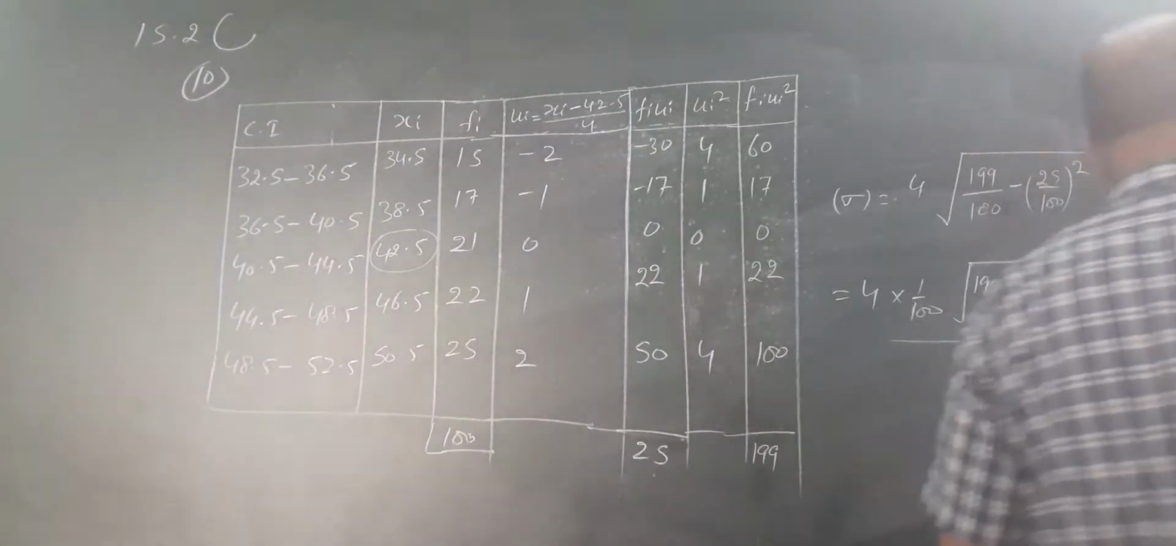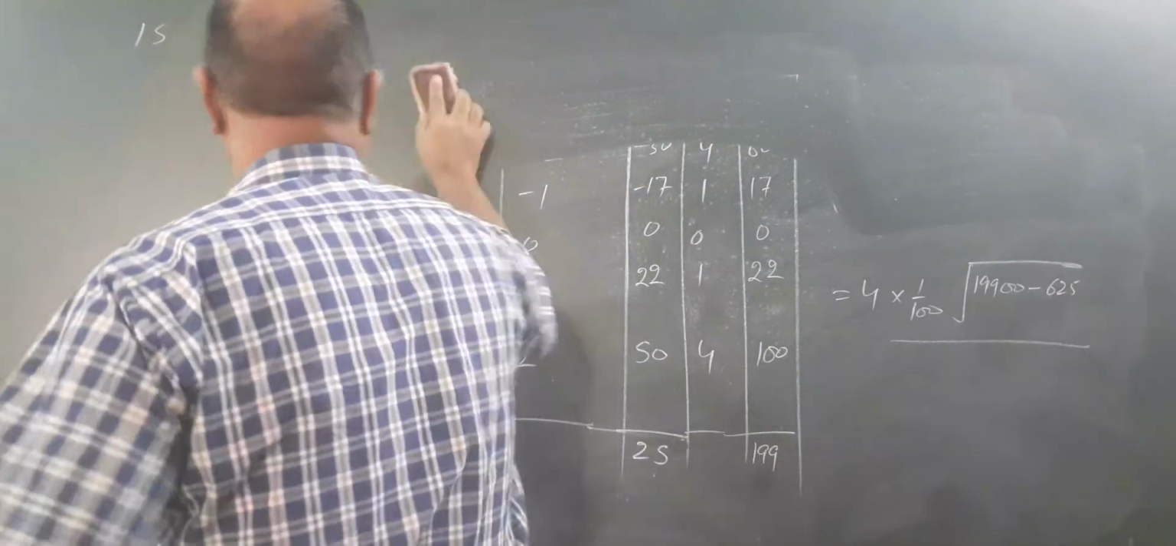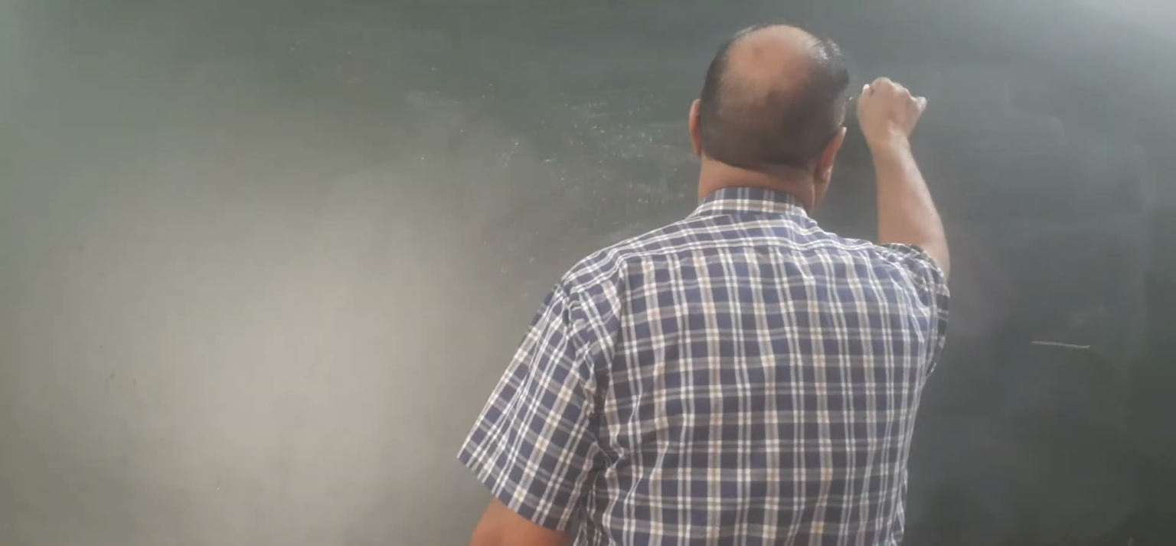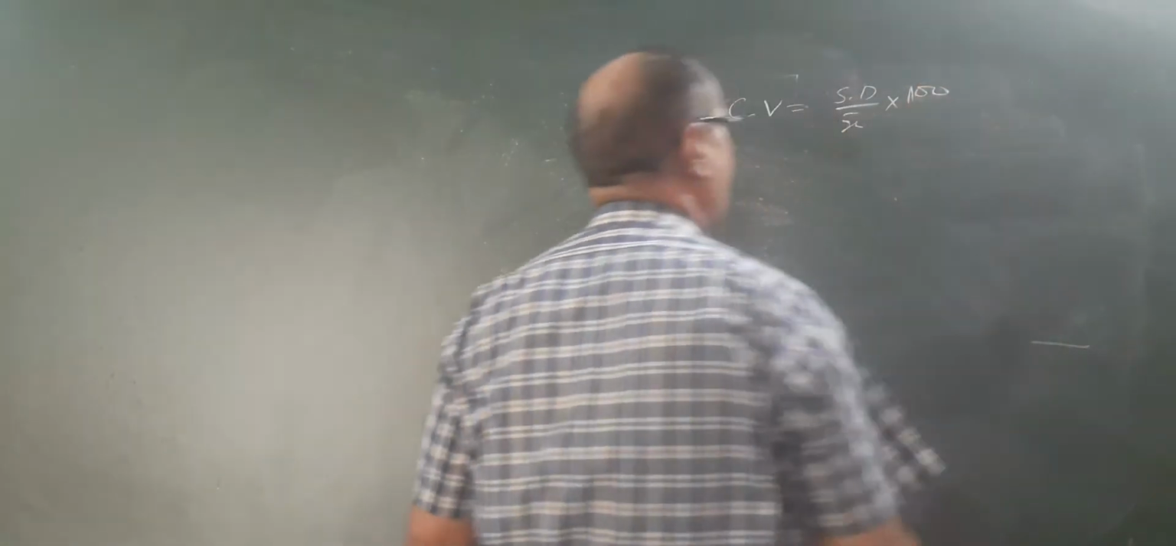Okay, now after this SD, we have one more formula, that is the coefficient of variation. So students, the coefficient of variation, denoted by CV, is defined as SD upon mean multiplied by 100.